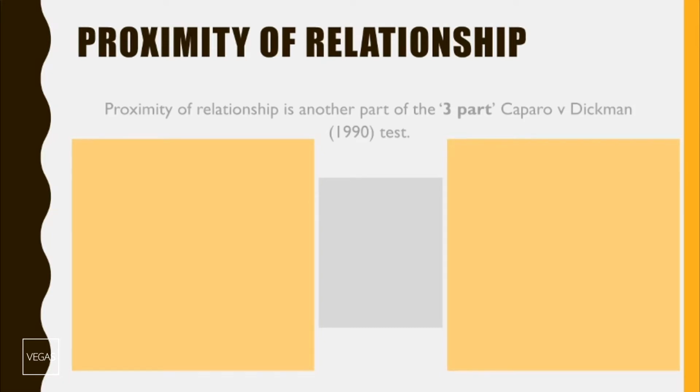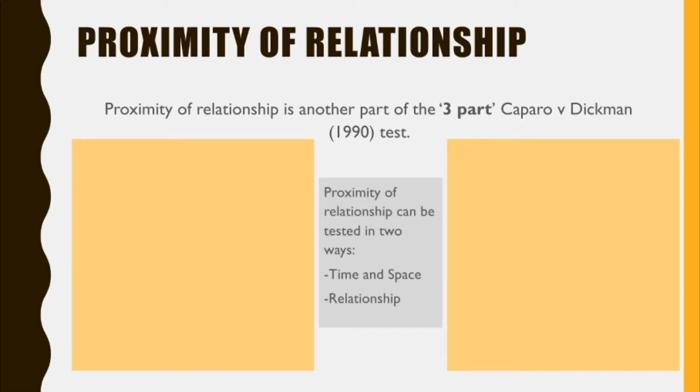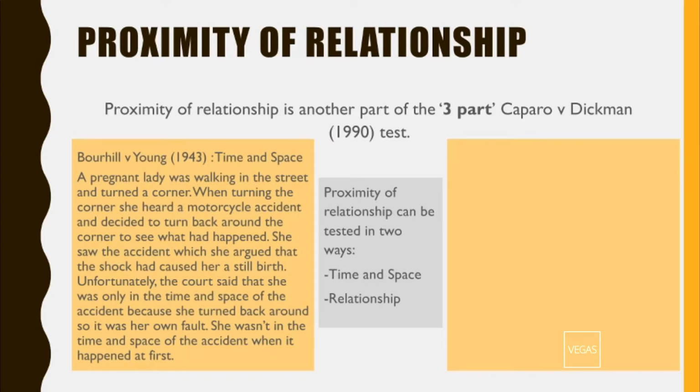Proximity of relationship is another part of the 3-part test. Proximity of relationship can be time and space and relationship. Bourhill and Young is the case for time and space of a relationship.